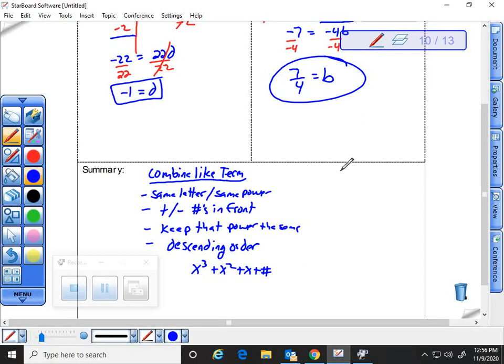Alright, and then also, let's just look at a simple review question. If I had x cubed times x squared times x to the 4th, I would add the exponents. 3 plus 2 plus 4. And you get x to the 9th. Okay, there you go.